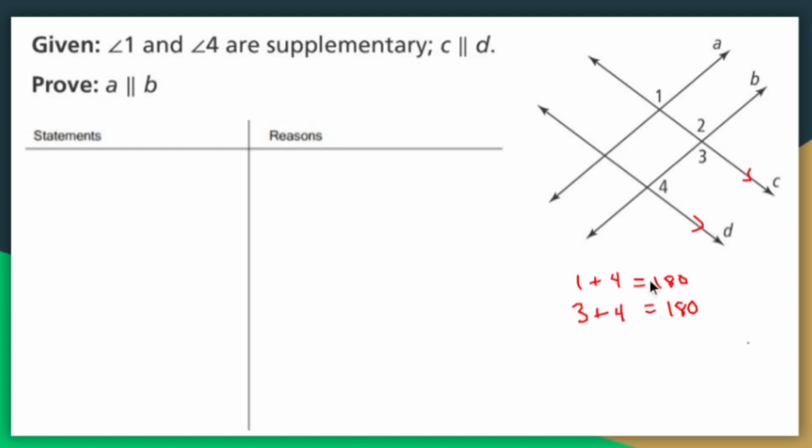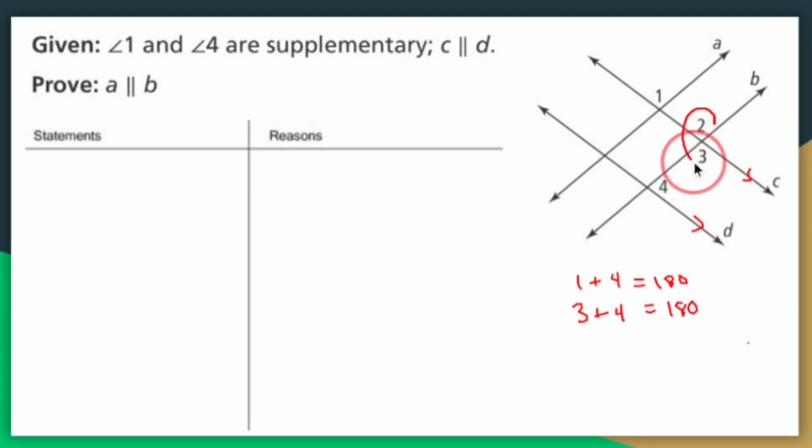I also see that since they both equal 180, I could say 1 plus 4 equals 3 plus 4, but that doesn't really help me. Not yet, because that gives me 1 equals 3. I'm not there yet. I want to connect 1 and 2. I need to get 2 involved.